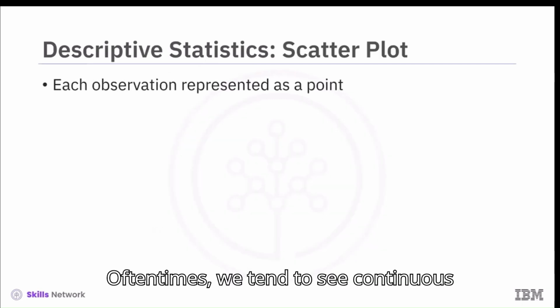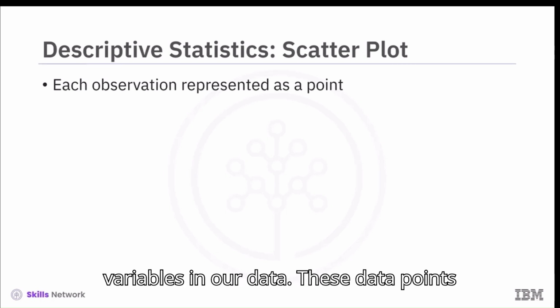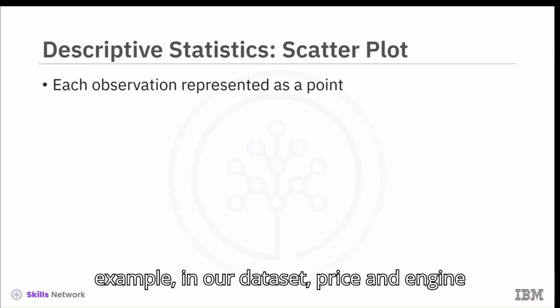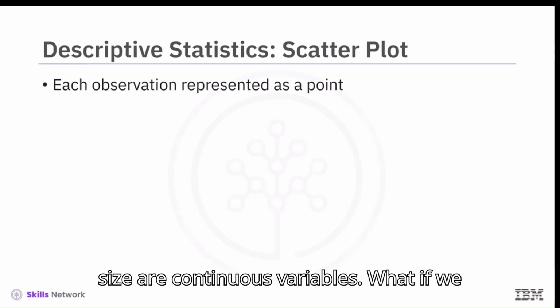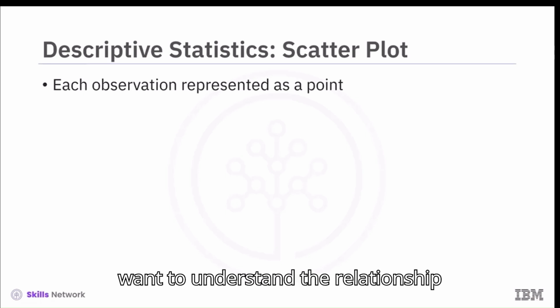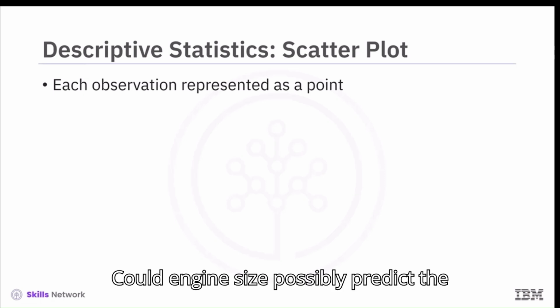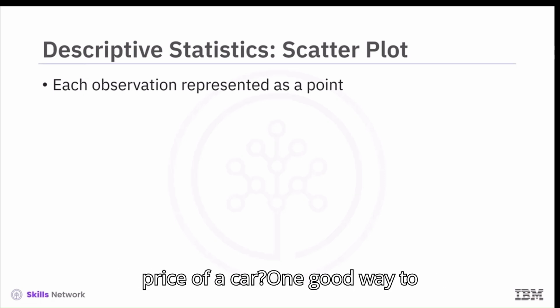Oftentimes, we tend to see continuous variables in our data. These data points are numbers contained in some range. For example, in our dataset, price and engine size are continuous variables. What if we want to understand the relationship between engine size and price? Could engine size possibly predict the price of a car?